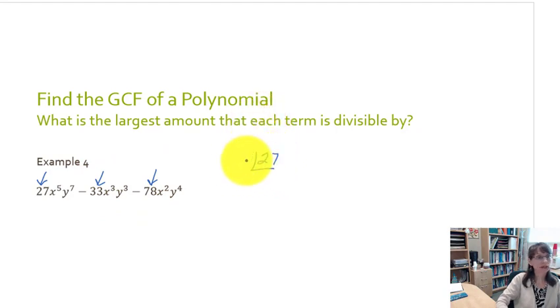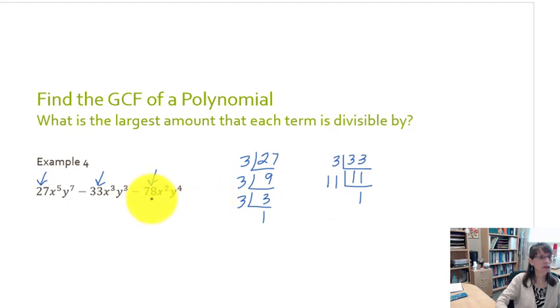27 is not even, so I'll start with division of 3. That leaves 9. Dividing by 3 leaves 3. And again, dividing by 3 leaves 1. Our next number is 33. Don't worry about the negative at this point. Just look at the coefficient 33. 33 is divisible by 3, leaving 11. 11 is also a prime number, so we can divide it by itself to get 1.